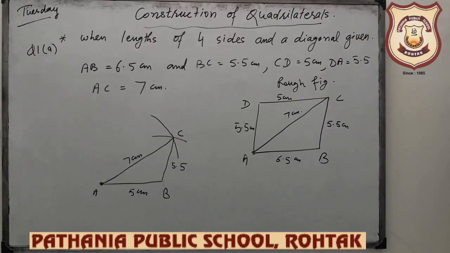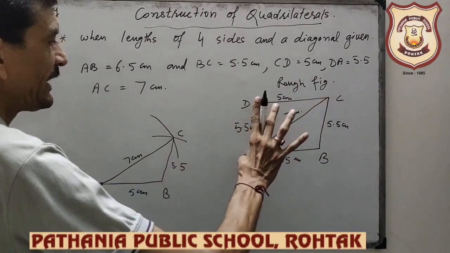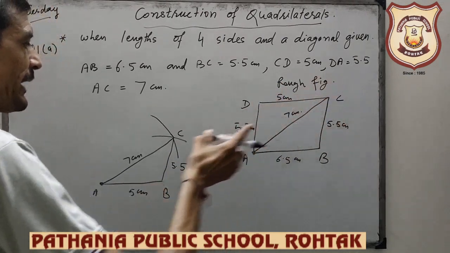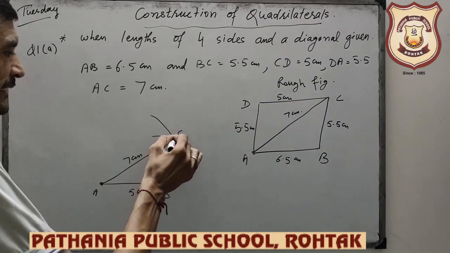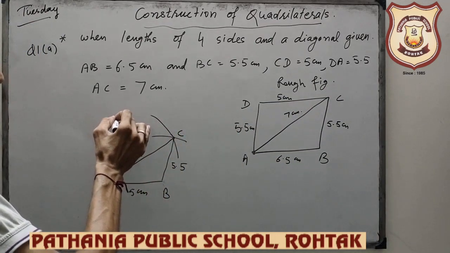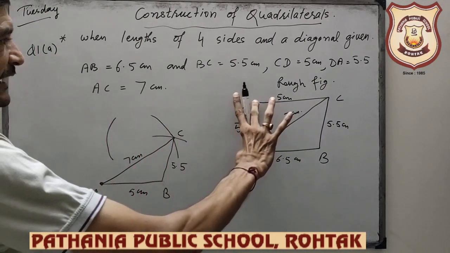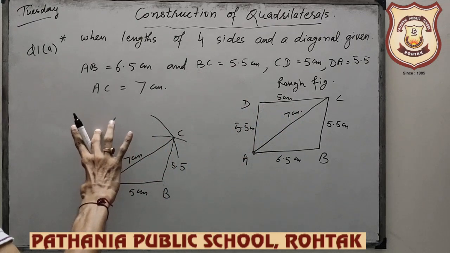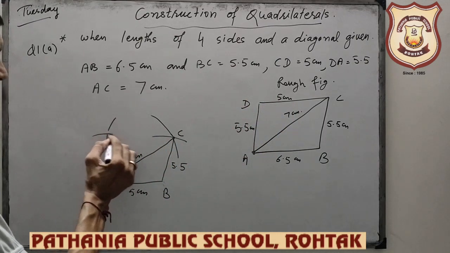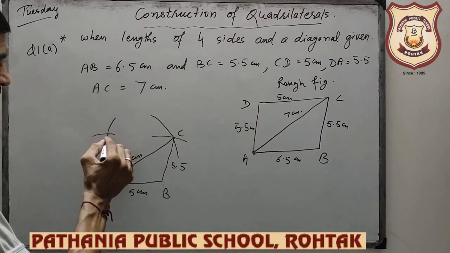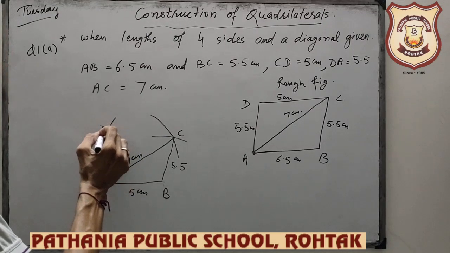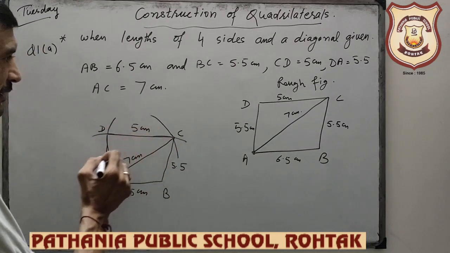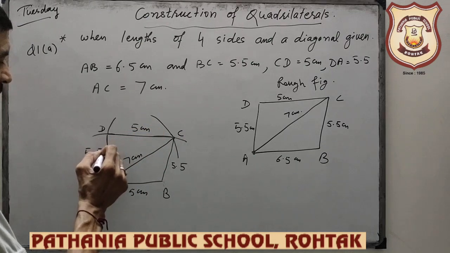Now take C as center and draw an arc of 5 centimeter length. Put the compass here and put an arc of 5 centimeter. Now take A as center and take 5.5 centimeter length. Put A and 5.5, cut it like this. So join these. This point is D. Join this also. CD is 5 centimeter and DA is 5.5 centimeter.